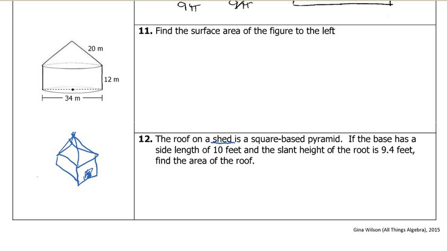We know that each side, so again, it's square, so it's 10, 10, and each side is 10, right? On the base, it's 10 feet, and the slant height of the roof is 9.4 feet. So the slant height is from here to there, to the point of the square pyramid. It's 9.4, right? A little bit bigger. 9.4. We need to find the area of the roof.